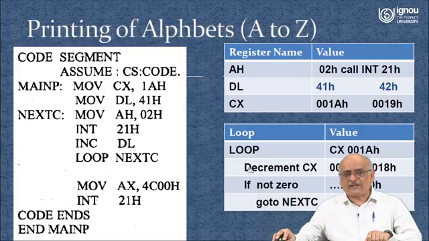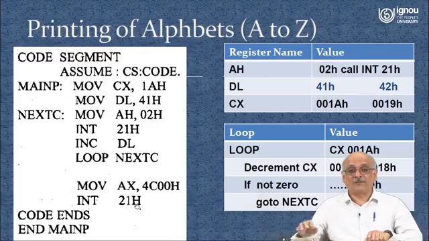The loop instruction. What does the loop instruction do? It decrements CX, and if not 0, it will take you back to the label for this particular instruction, right? So you basically are looping here, and once all the alphabets are printed, you terminate this particular program. So this is how you're printing through a loop.